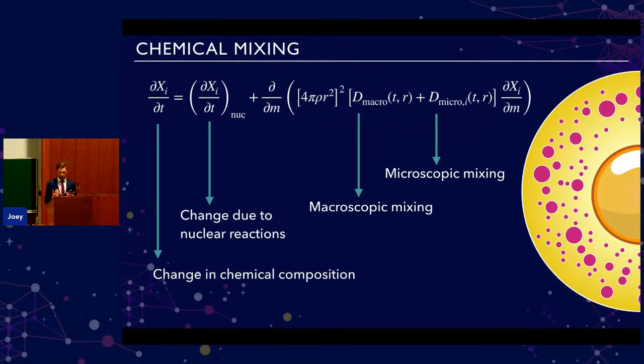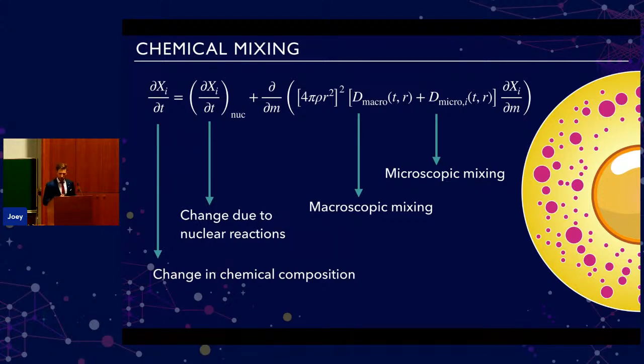So elements change due to nuclear reactions, and then we have a part attributed to the mixing, and these are characterized by these diffusion coefficients. And we split this up in macroscopic mixing, so you can think of this as stirring your pot of coffee, for example, with a spoon. These are large motions that mix all the material the same way. And then we have microscopic mixing, which is element specific.